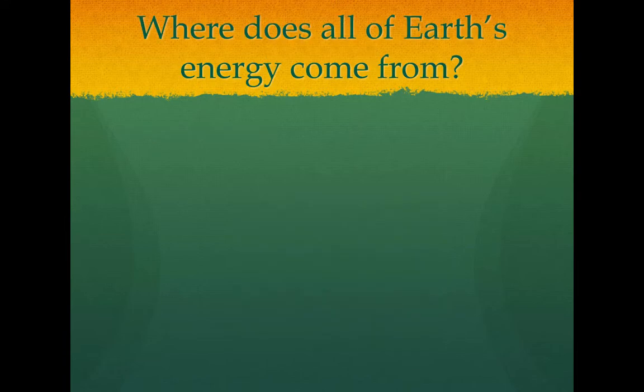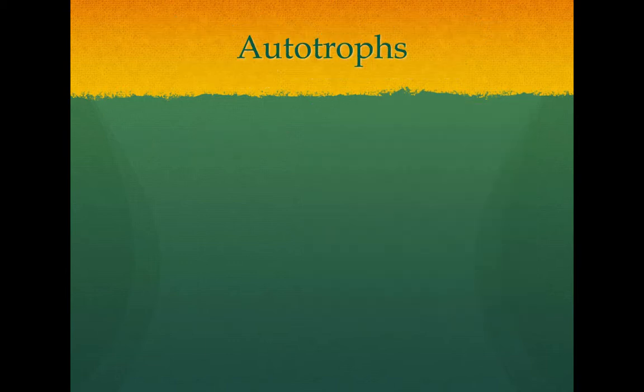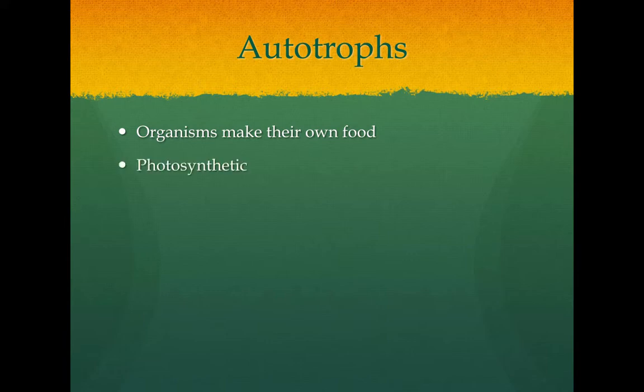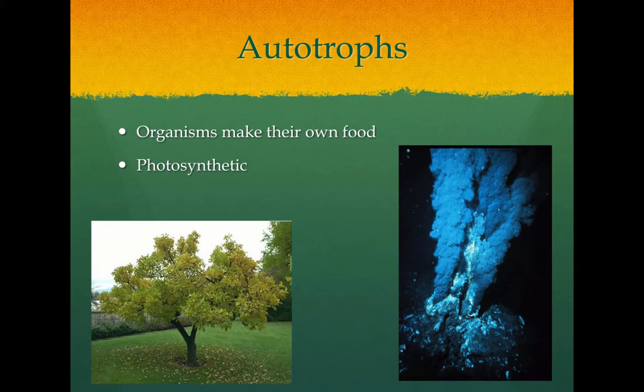Where does all of the Earth's energy come from? The sun. All life on Earth is dependent on energy from the sun. It begins with autotrophs, which are also called producers. These are organisms that make their own food. They are photosynthetic, and things like plants, algae, and photosynthetic bacteria are autotrophs.